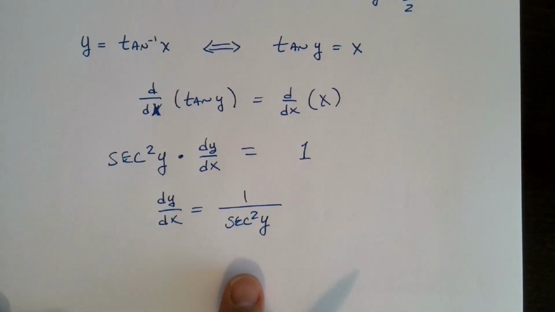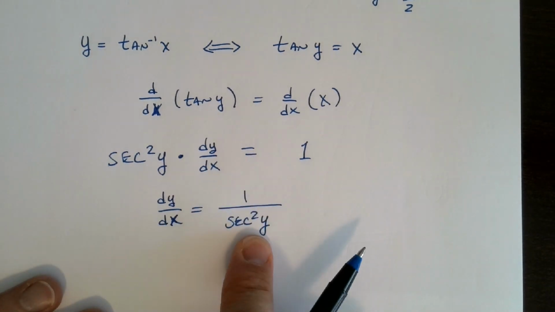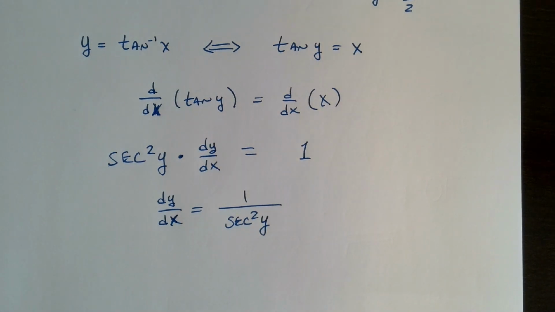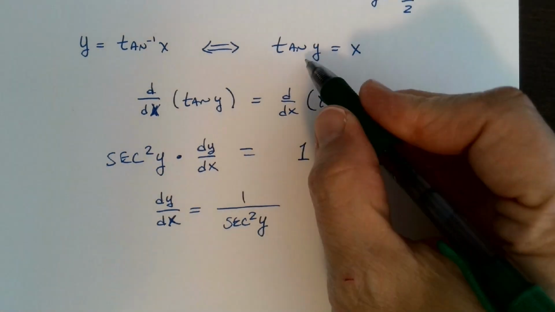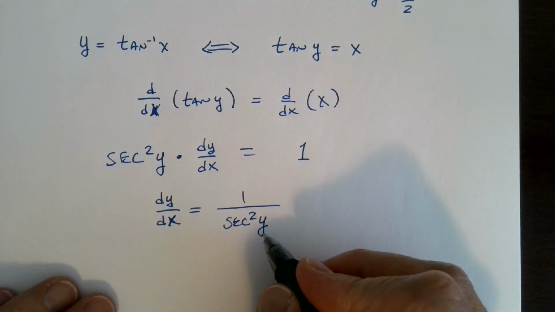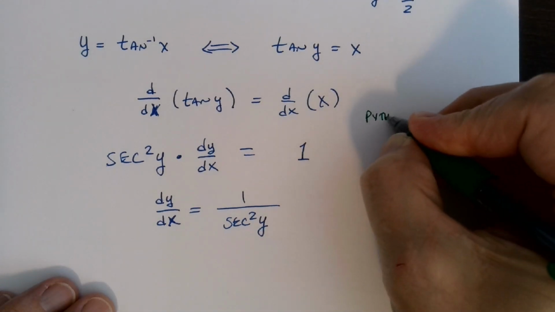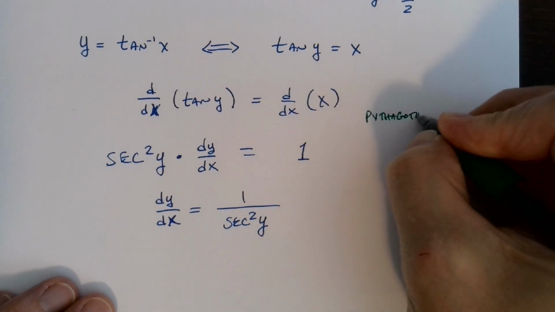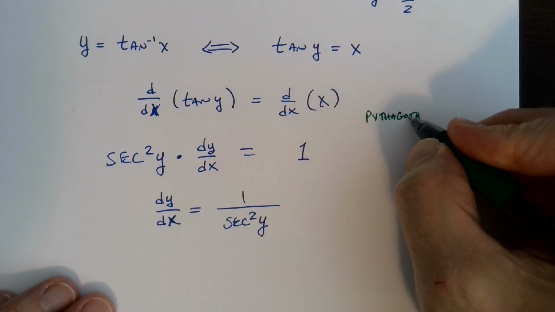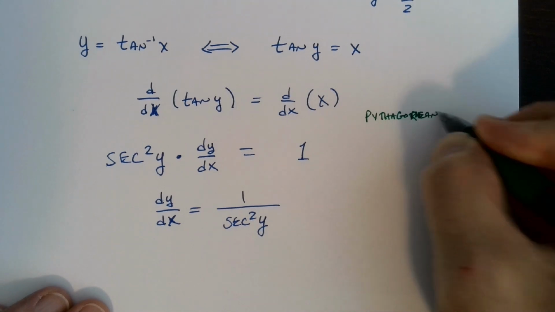There's my derivative. Again, though, it's in terms of only y. I would like it to be in terms of x. So is there a way to get that? I know that tangent y is x, but what about secant squared y? Well, again, we are going to go to the Pythagorean theorem.